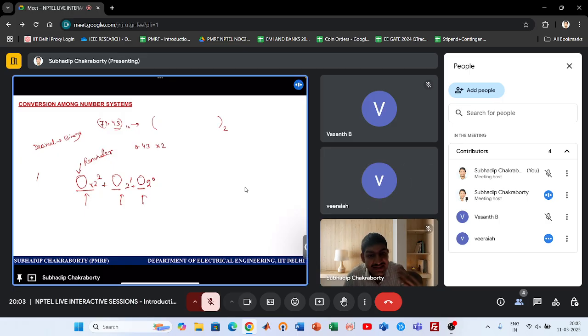Got it, sir. But with what strengths are the remainders? That is understood. Plus some fractional part it had. But the fractional part also, the binary number system does not understand.